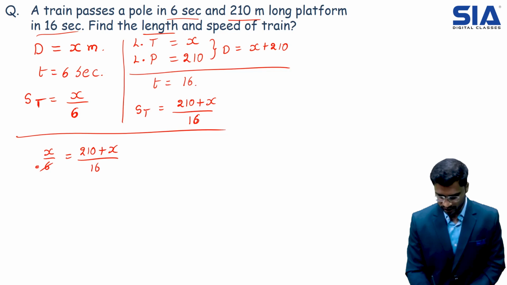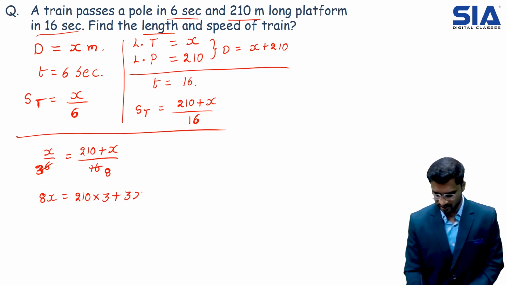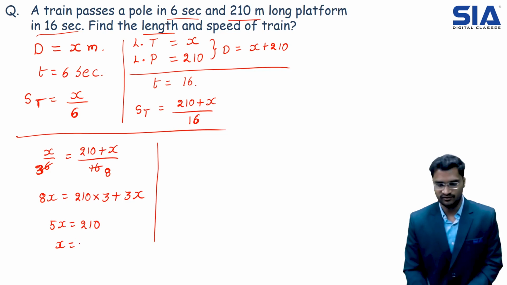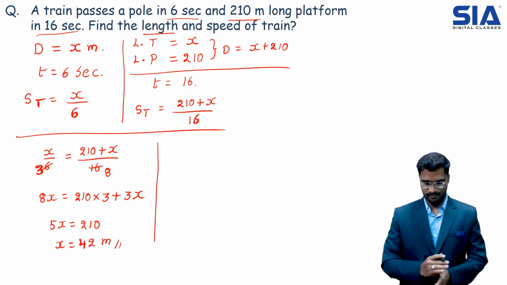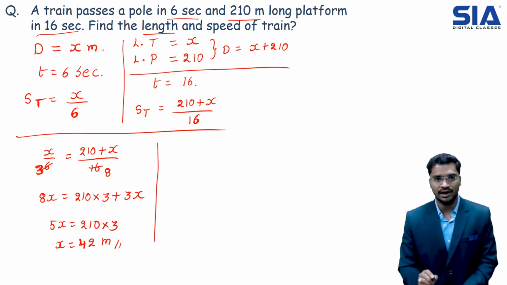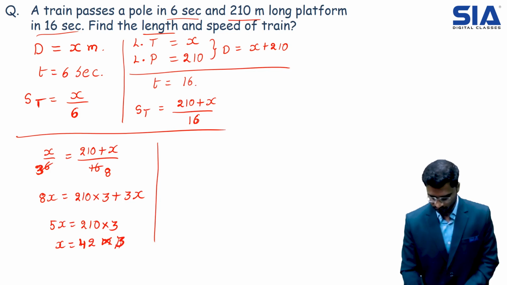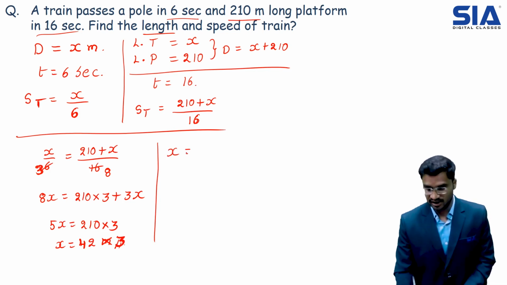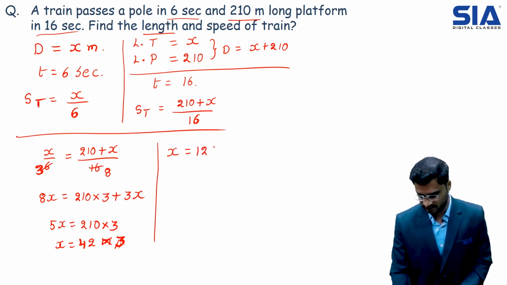3 2s are 6, or 2 3s are 6, and 2 8s are 16. Now 8x is equal to 210 multiplied by 3 plus 3x. From this I can say that 5x is nothing but 210 multiplied by 3, and the value of x is 210 by 5, which is 42. Sorry, here it should be 210 multiplied by 3. So 42 multiplied by 3 is the x value. The length of the train is 126 meters.